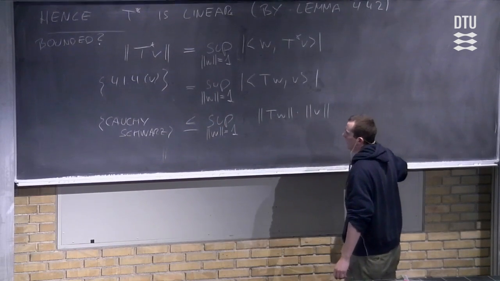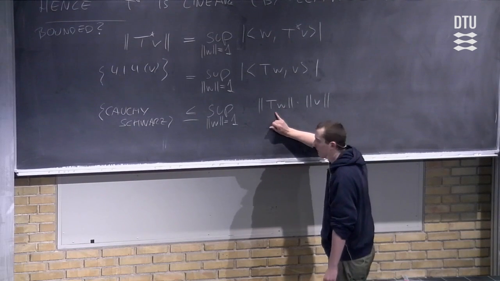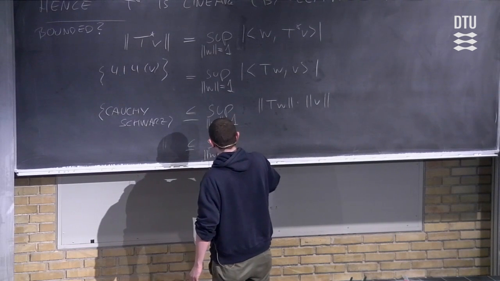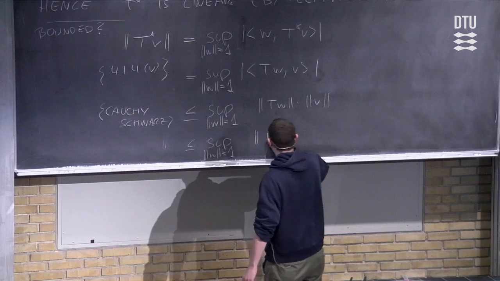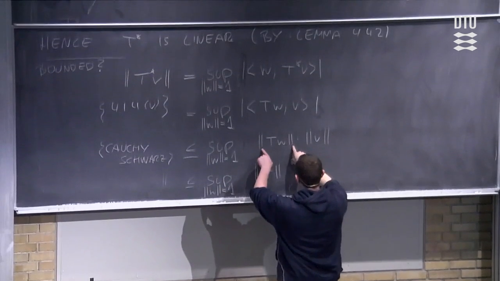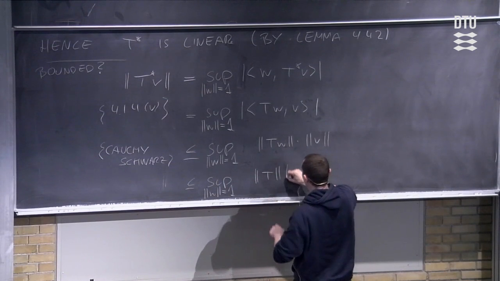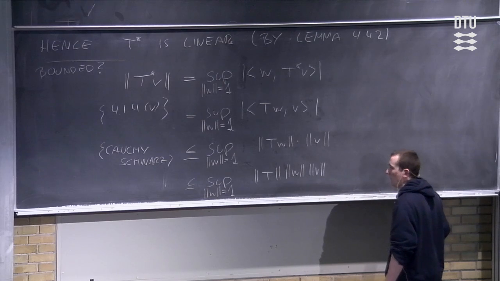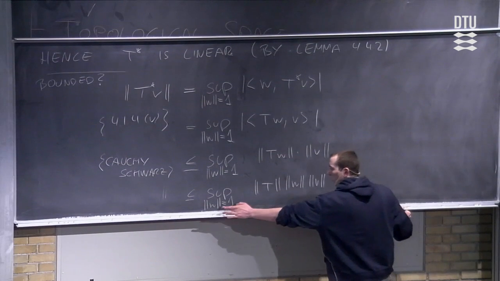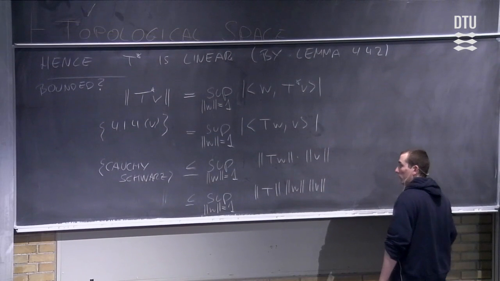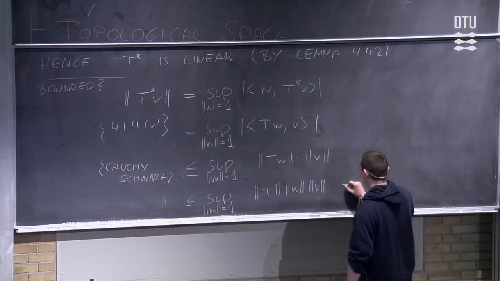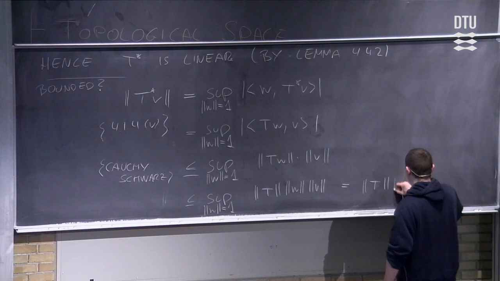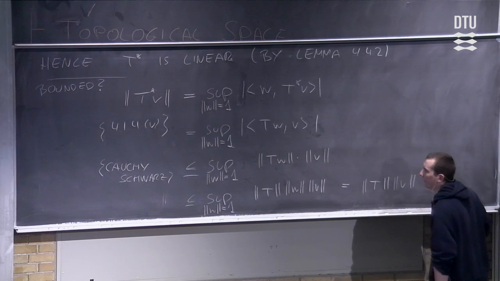Okay, and now we use that T is bounded, so therefore we can do the following. We can say, well, this is at least also less or equal than the supremum of all W with norm 1, where we have the norm of T. We can take this out because this here is less than or equal to the norm of T times the norm of W. Okay, but we take the supremum of all W which have the length 1. So therefore this is exactly the same as norm of T times norm of V.